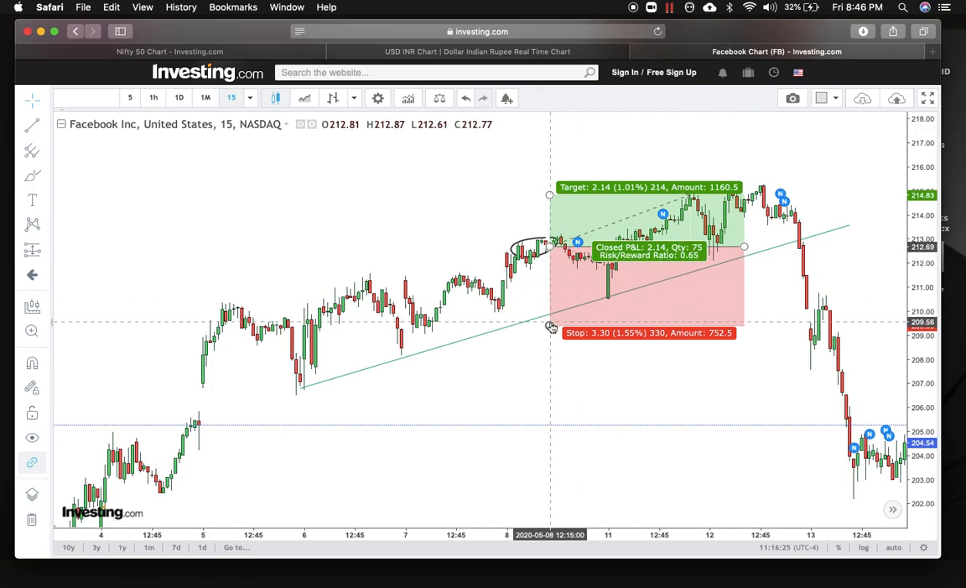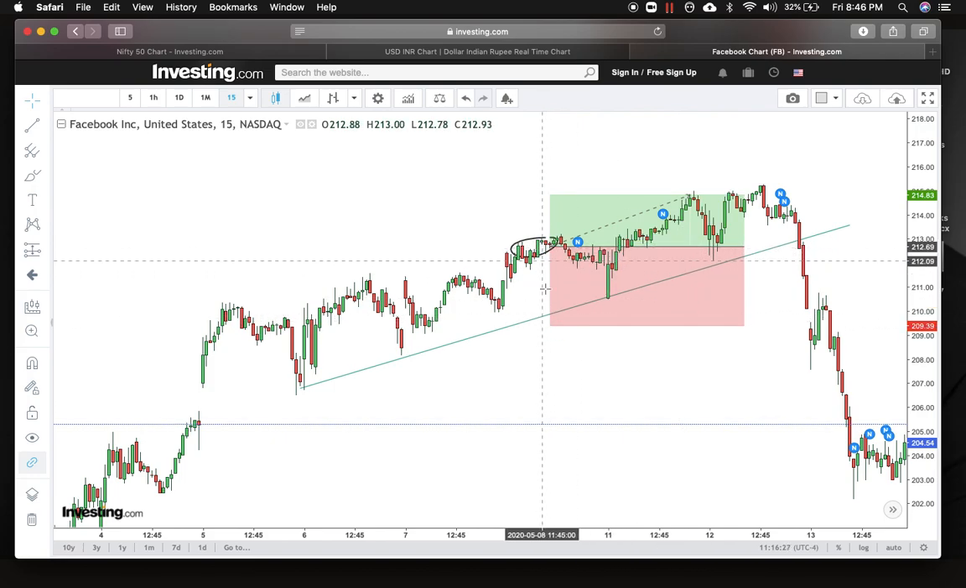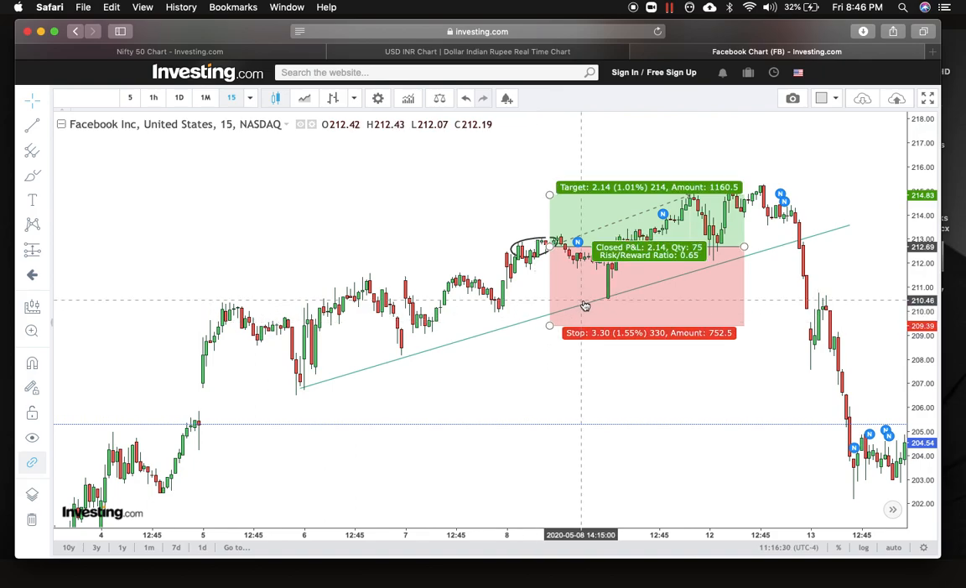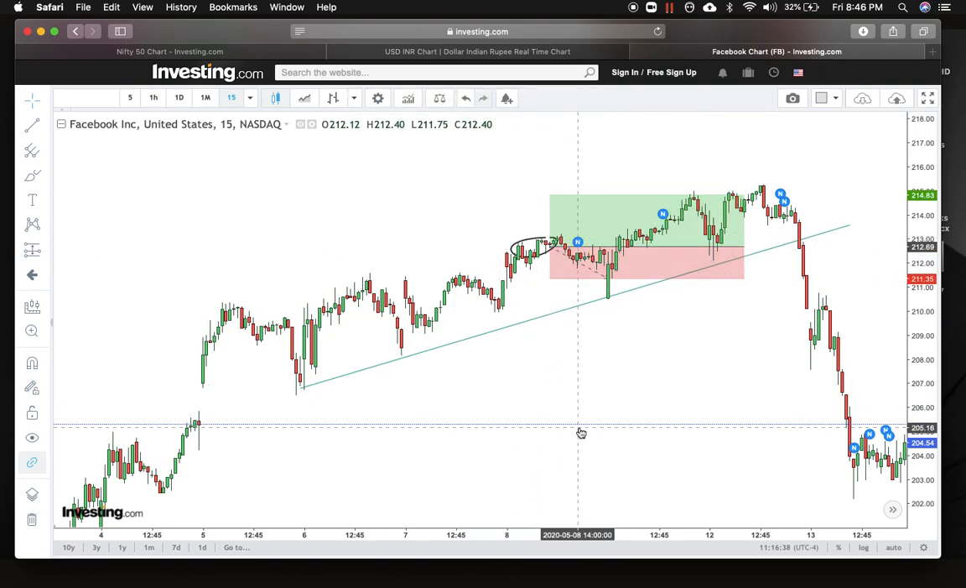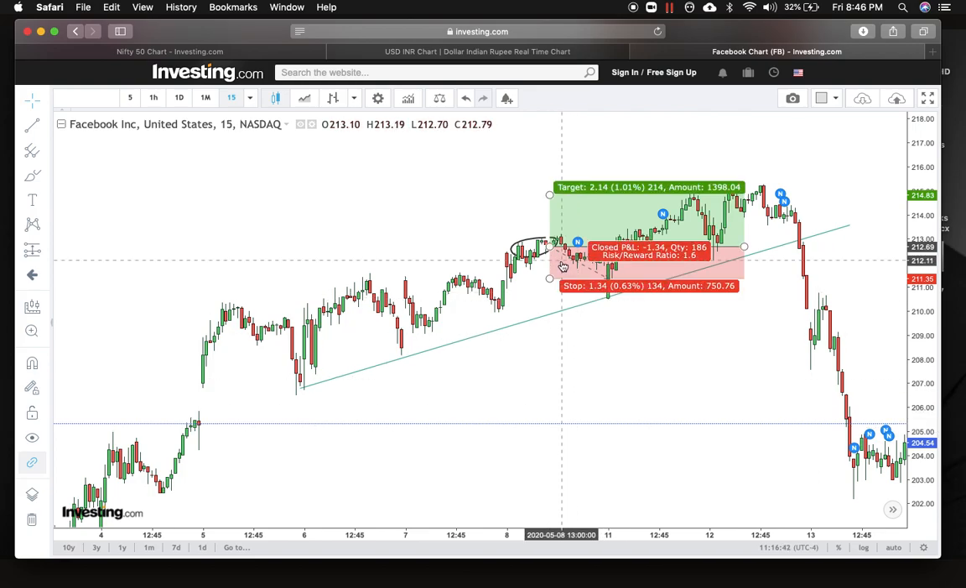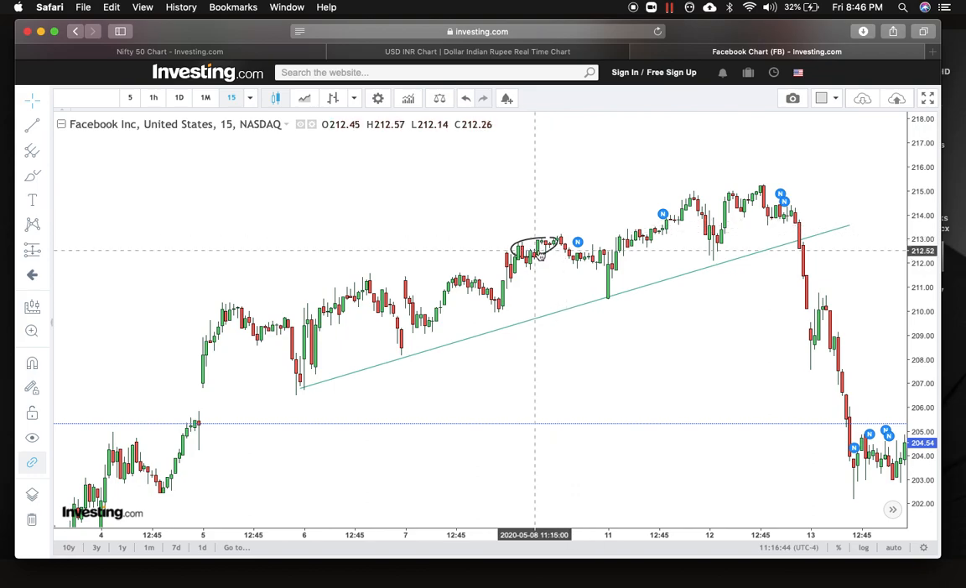If I'm entering here, I have to keep my stop loss below my trend line. That's a basic. If I keep a tight stop loss in this area, I would just be hitting my stop loss, as you can see, and I would be getting stopped out of the trade, as I discussed earlier. So there is no point in entering trades in this area at all.